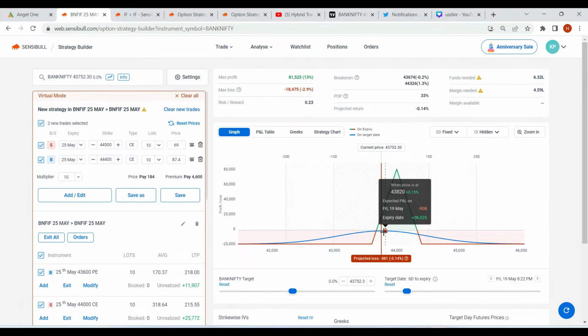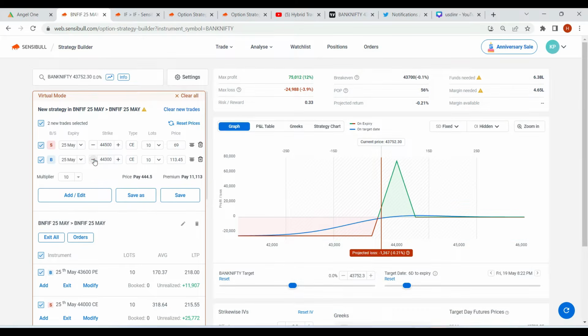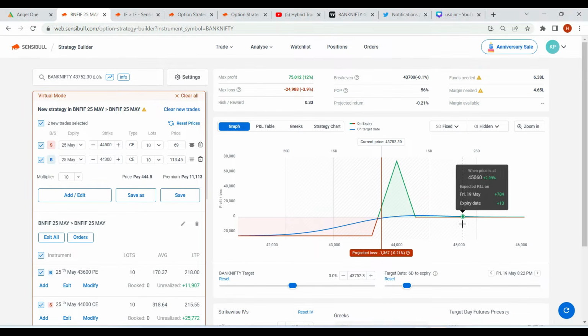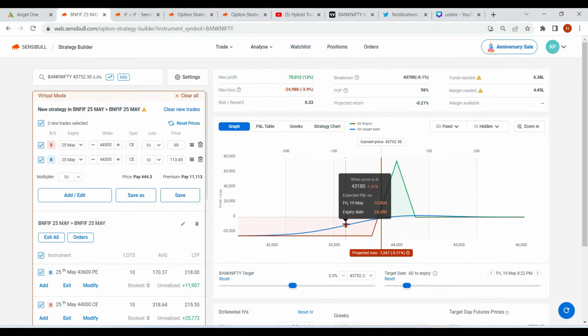See, my view is sideways to bearish, but if you want to reduce this loss also, let me show you one more thing. If I reduce it by 200 points, that's it, guys. I've exited 44,500 and then 44,300, and my loss is zero. From 38,000 loss, it has become zero, guys, on the put side. Yes, this has 24,000, but it all depends on the view.